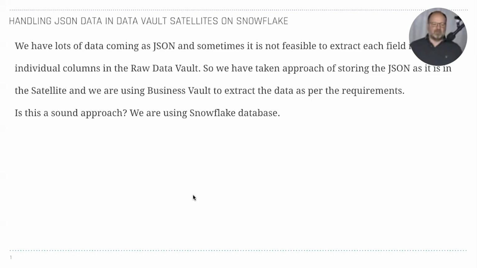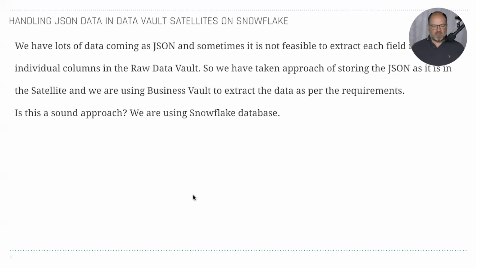So let's check out the current question. Let me just show you the screen. This is about handling JSON data in Data Vault satellites on Snowflake. I would like to generalize this a bit, but that's the idea. Let me just read this. We have lots of data coming as JSON. Sometimes it is not feasible to extract each field into individual columns in the raw Data Vault. So we have taken an approach of storing the JSON as it is in the satellite, and we are using the business vault to extract the data as per the requirements. Is this a sound approach?